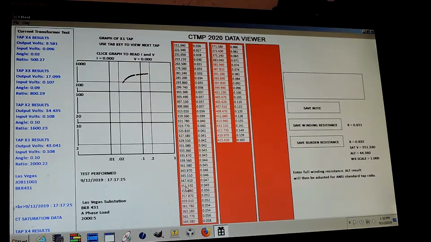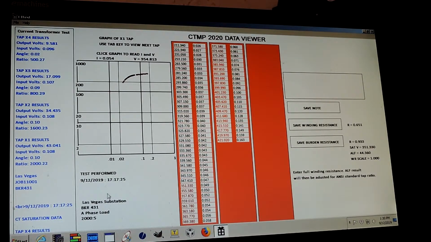The IEEE saturation point voltage appears in red. As it goes past the IEC saturation point, it appears in bright red. It's a little hard to read a log graph sometimes due to the compression of the lines, but with the CTMP, you can put your mouse on a point on the graph, and it will read the I and V voltage. Where I clicked was 97.724 volts and 0.1 amps. You click here on the curve, so I get I equals 0.54 amps and 354 volts.